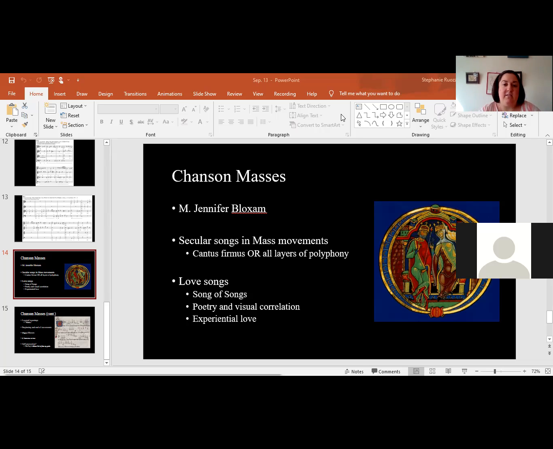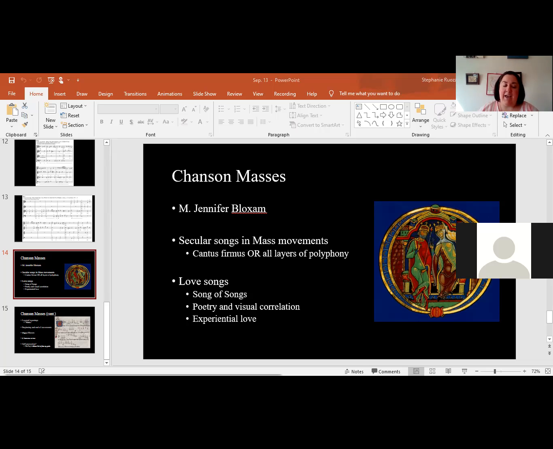Okay, so that's the idea behind these chanson masses. And this is not just something that happened in music. This is part of a larger tradition in visual art. In visual art, we see this idea of a king and queen representing the love between God and the church, right? So we see a larger trope in visual art, poetry, and literature, all of that contemporary stuff going on, riffing on this same idea.